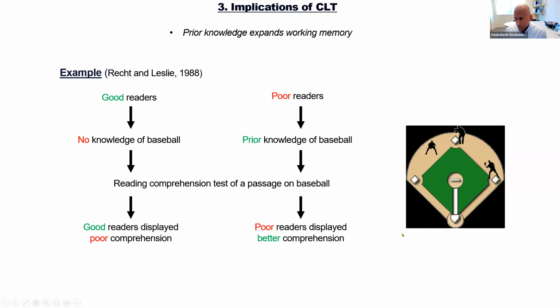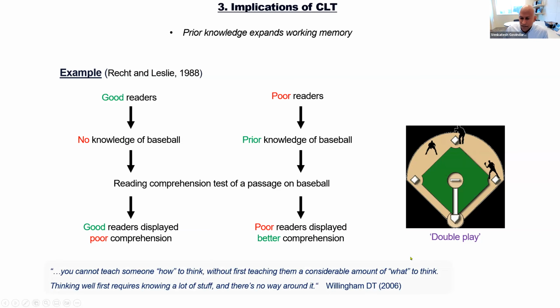Now, you may have already worked out why this is so. The readers who had prior knowledge of baseball chunked this information to a single element as a double play, which is a term used in baseball, as you well know. So they were able to combine these elements and thereby reduce element interactivity, freeing up space in their working memory that improved their reading comprehension. Whereas readers with no prior knowledge of baseball were still dealing with individual elements, and because element interactivity was higher, this placed considerable load on their memory.